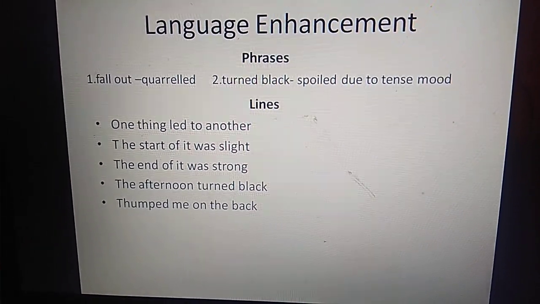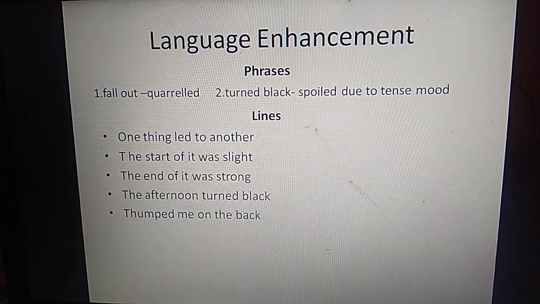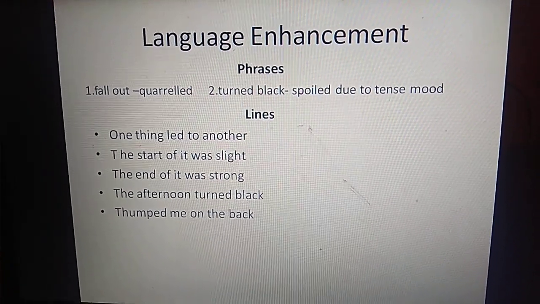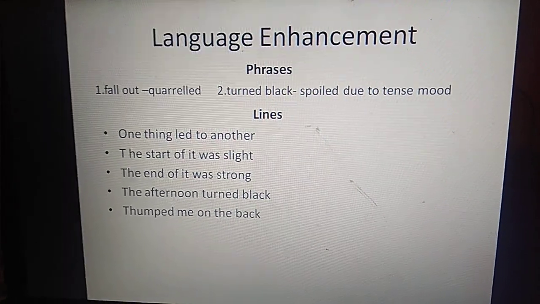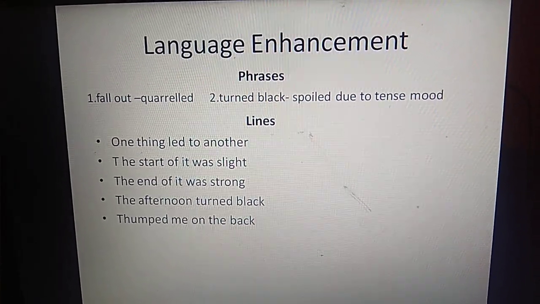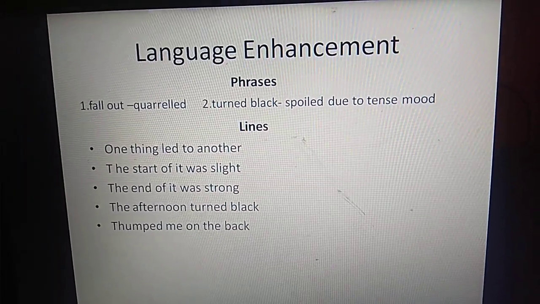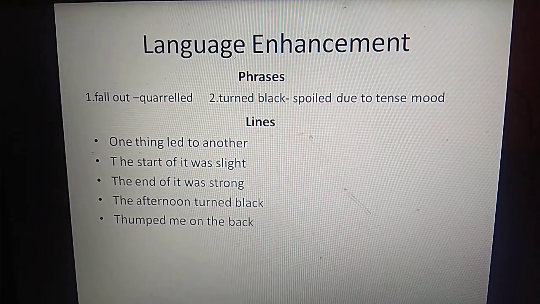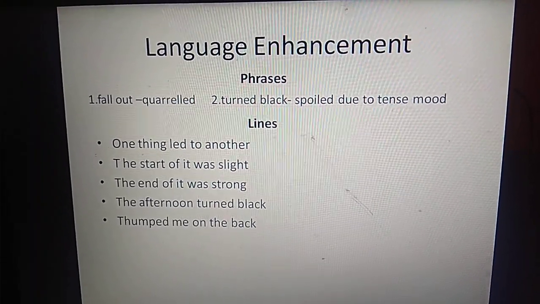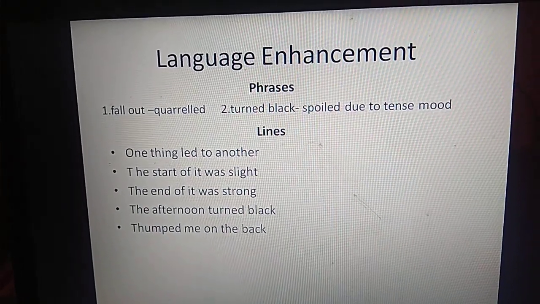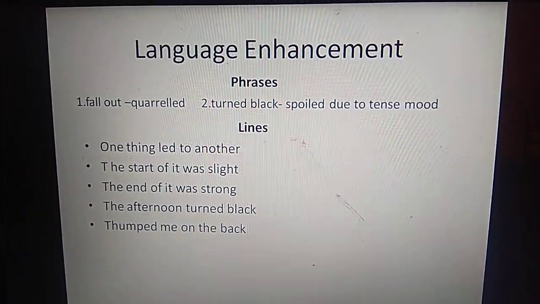The end of it was strong. The quarrel ended on a very bitter note. That means the quarrel became very bitter. The afternoon turned black. The quarrel spoiled our mood and the afternoon became unbearably bad. The last line, thumped me on the back, which means patted on the back in a friendly manner.